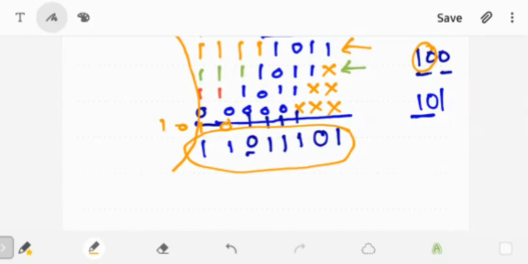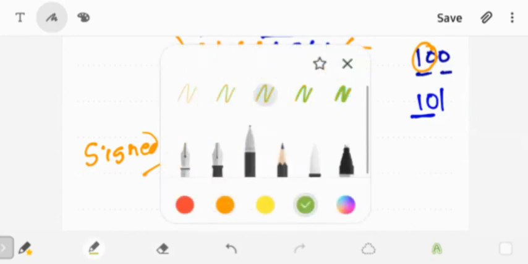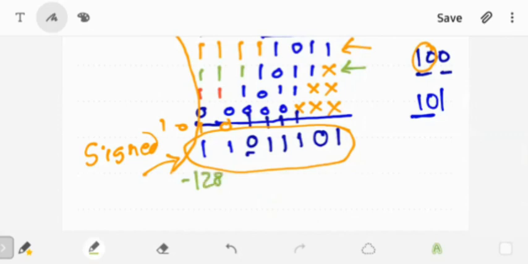Okay. Now let's find out its equivalent value, because this is a signed bit answer. Okay. This is signed bit, right? I have taken signed bit representation. So it means what? This is, let me write, this is -128. Okay. Let me write it from here. This is what? 1, 2, 4, 8, 16, 32, this is 64. Okay. So what will be the answer?